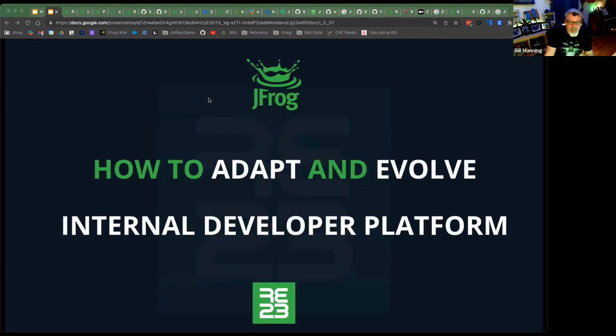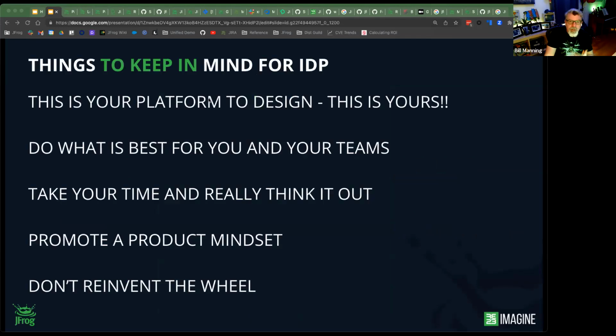Well, how do you adapt and evolve to do this? The thing is, you've got to keep in mind, first of all, design this. It's yours. You own this. This is to make your life easier, to make yourself happier. Also, do what's best for your teams. Look at it, evaluate it, but not only your team, but other teams too. You're not in this alone. There might be collaboration. One of the big things about platform engineering is collaboration. People get together. You designate people from each of the segments of teams: security, operations, development, and whatnot.